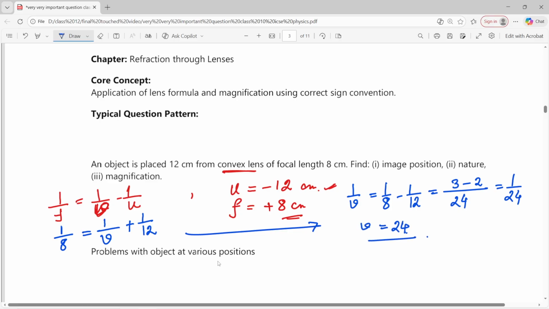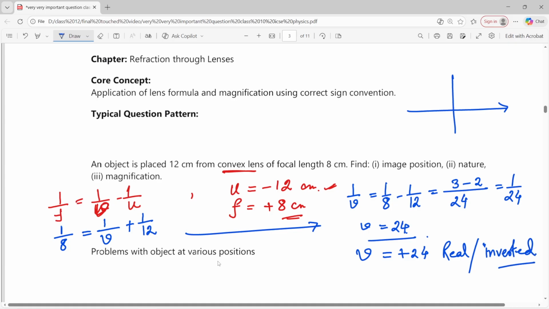So we get the final value of v, that is equal to plus 24. Plus 24 means positive x-axis, so that means there is a real image, real and inverted.